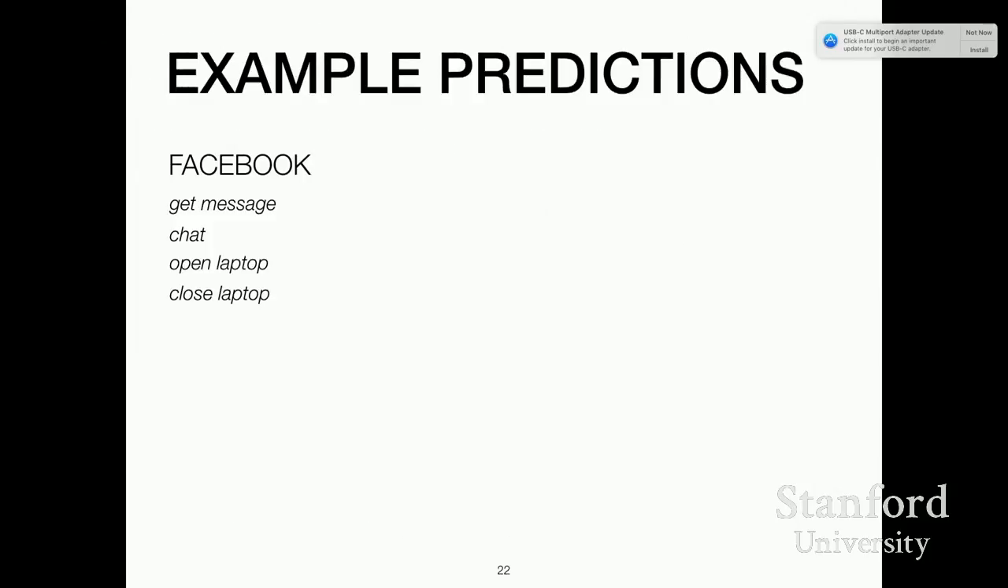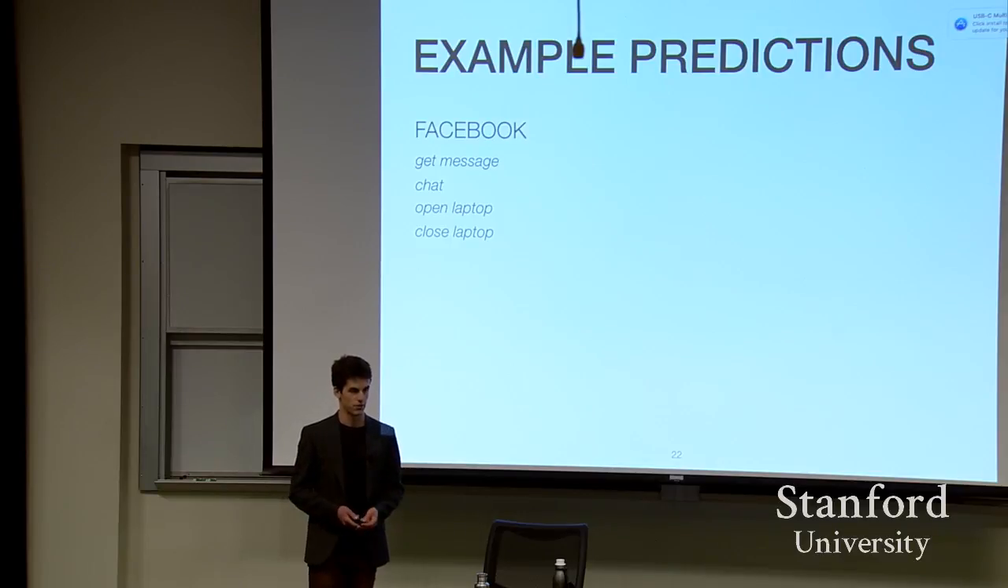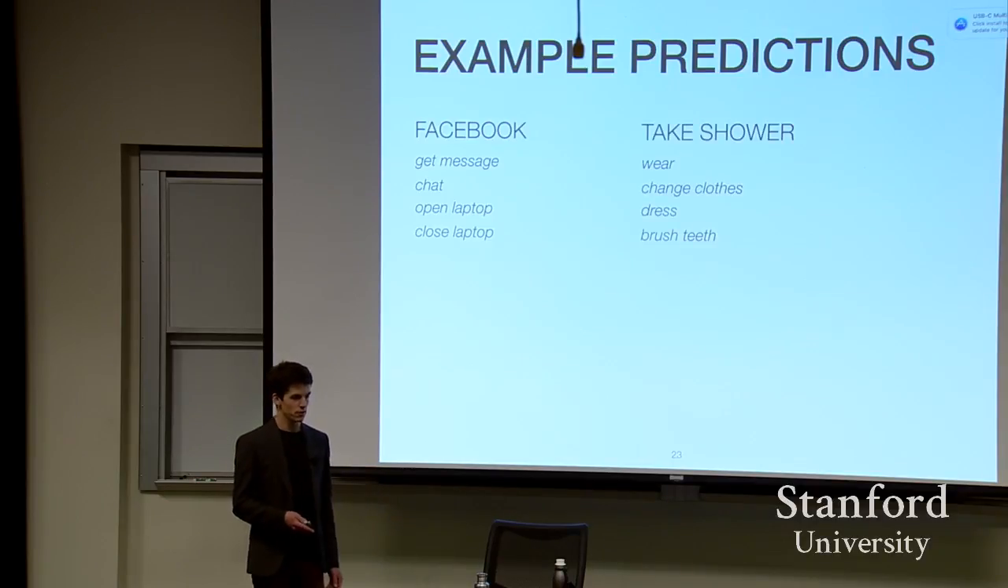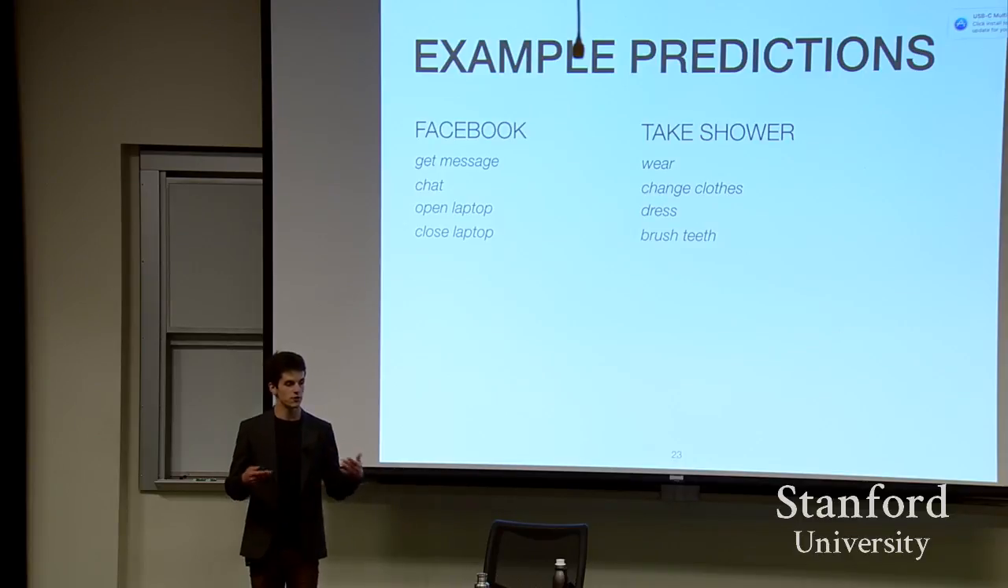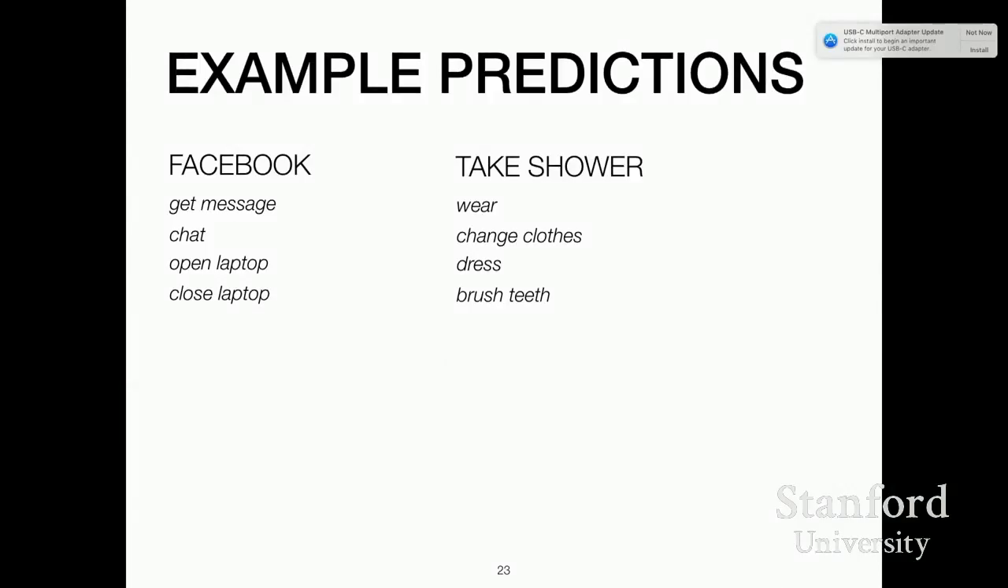And just to provide a baseline for the kinds of predictions we want to make here, here's an example of a piece of context that an interactive system might want to act upon. For example, Facebook. It might benefit from knowing that if you're around Facebook, you might do something like getting a message or opening or closing your laptop. Similarly, if it knows you're taking a shower, maybe it can then predict that you want to change your clothes or brush your teeth.